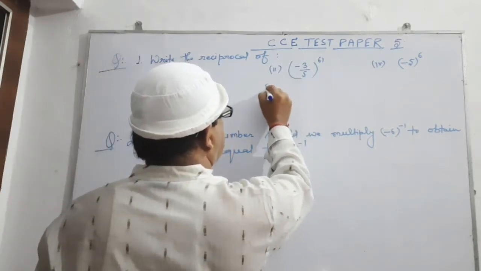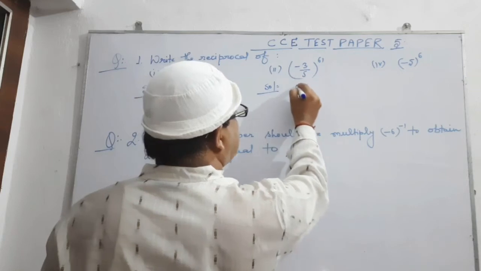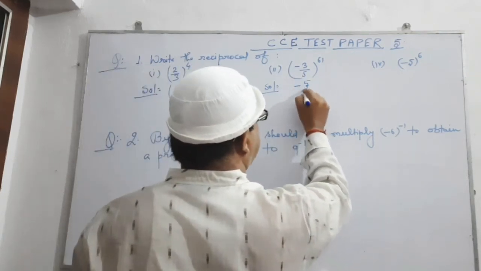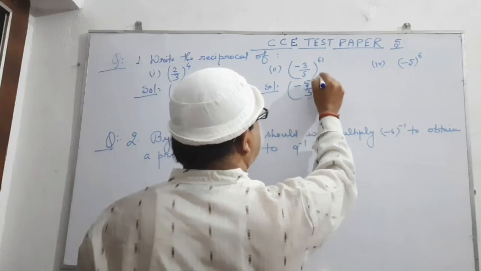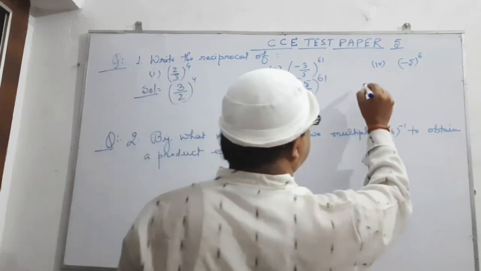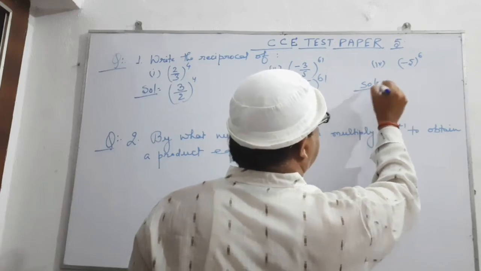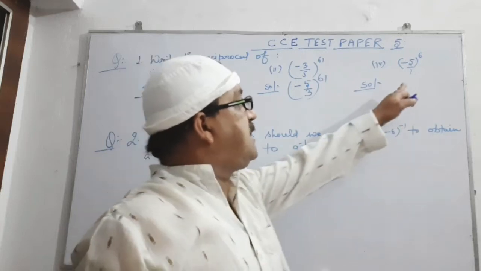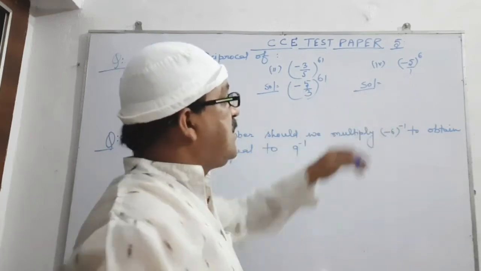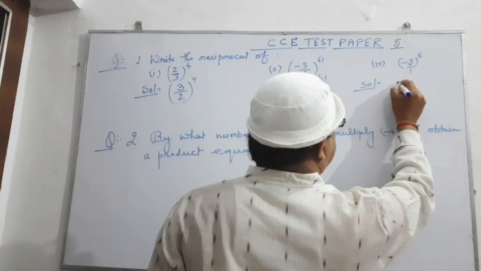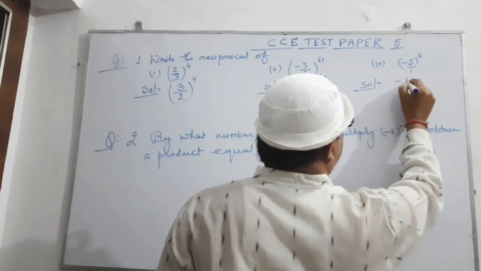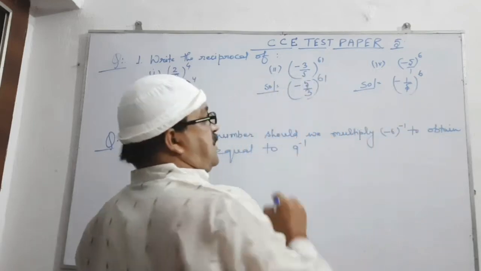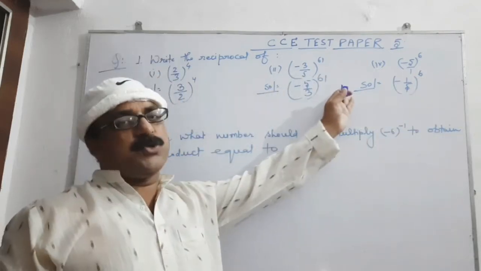Here in this question, the minus will remain in the same place and 3 by 5 will be written as 5 by 3 to the power 6. In question number 4, as we know, 1 is in the place of the numerator, so if we have to write the reciprocal of this number, it is minus 1 by 5 to the power 6. In this way we will solve the rest of the questions.